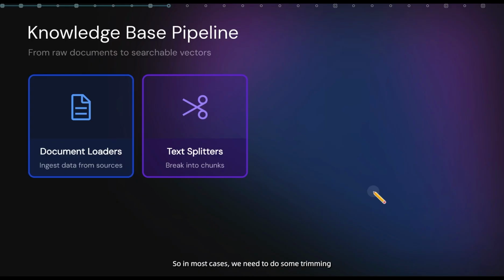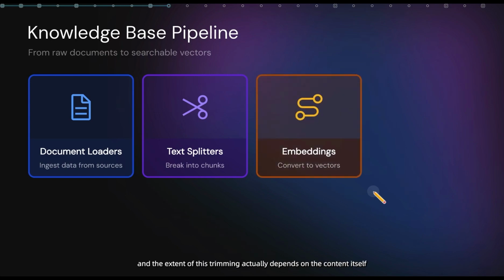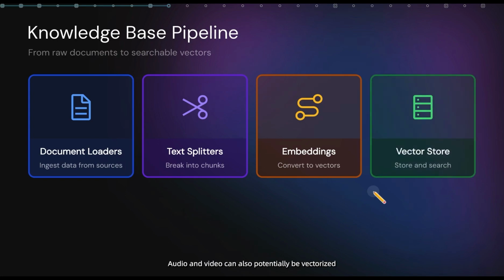So in most cases, we need to do some trimming, and the extent of this trimming actually depends on the content itself. So some adjustments are needed. This means that the number isn't a fixed value for the size of each chunk. There might be different ways to slice the content. The third step is to store it in a vector database or a specific storage system. For vector storage, the first thing we need is to vectorize the text, or in other words, vectorize the document content. But keep in mind, vectorization here doesn't just refer to documents or text. It can also include images. Audio and video can also potentially be vectorized.